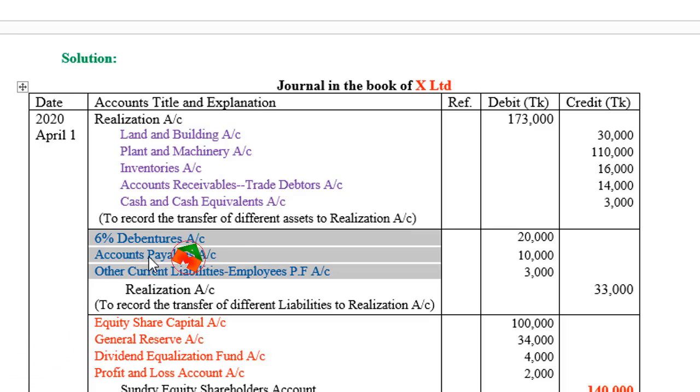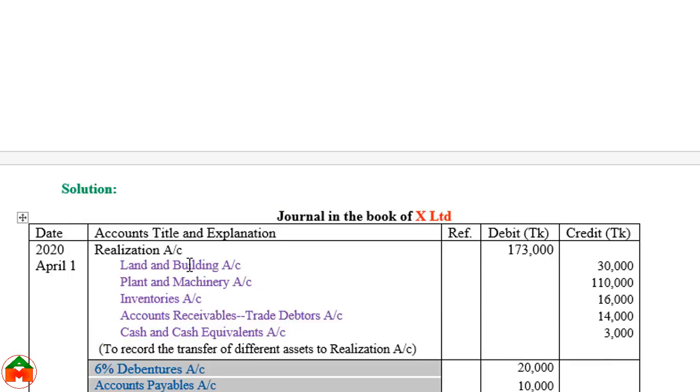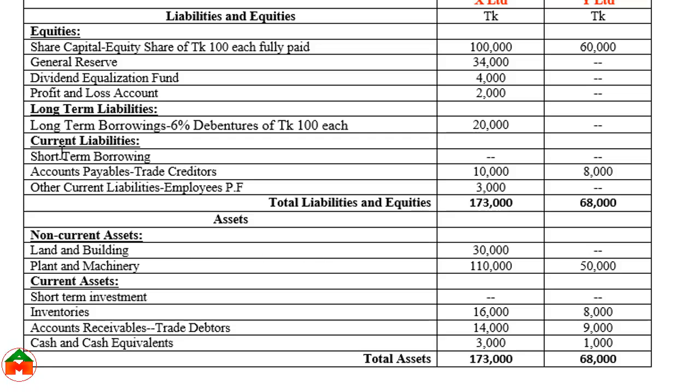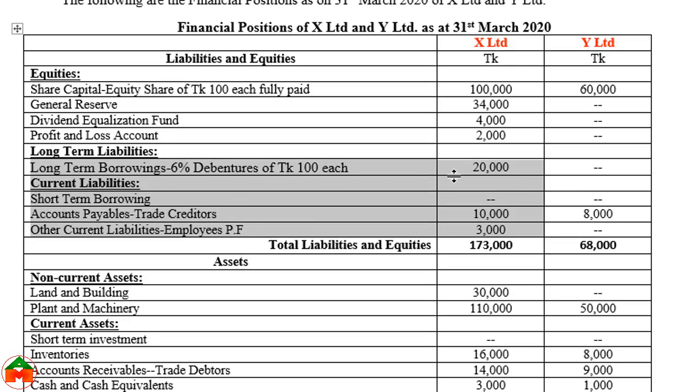That's why this account should be removed from the accounts. That's why liabilities are shown in the debit side. From the question, we can see these are the liabilities of X Company Limited: 6% debentures 20,000, accounts payable 10,000, and current liabilities 3,000. These are the liabilities items.